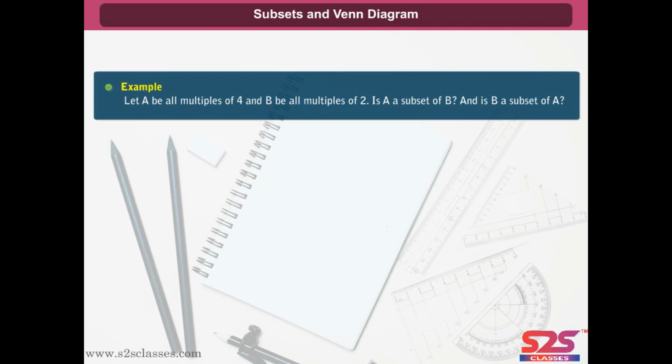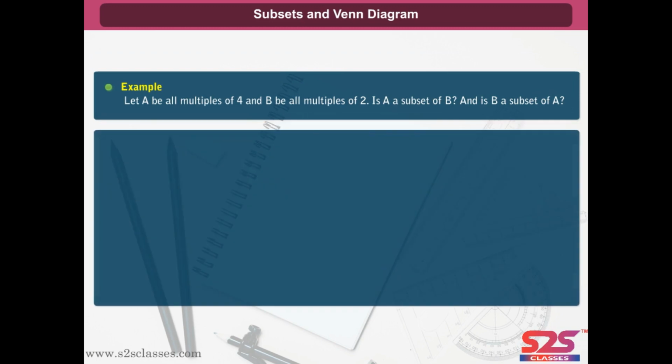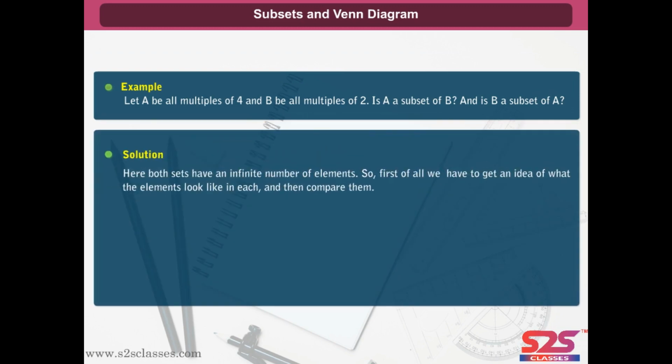Let's see an example. Let A be all multiples of 4 and B be all multiples of 2. Is A a subset of B? And is B a subset of A? Have a look at the solution. Here, both sets have an infinite number of elements. So first of all, we have to get an idea of what the elements look like in each and then compare them.